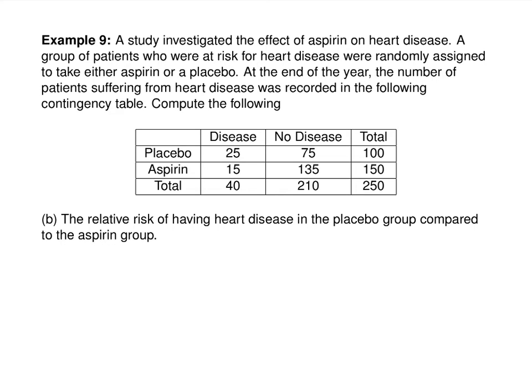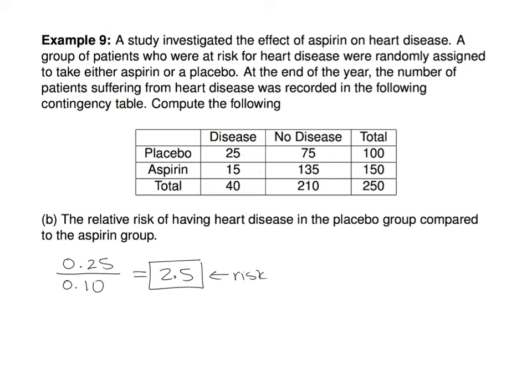The relative risk of having heart disease in the placebo compared to the aspirin. So this is given by taking the risk for the first, so that's the placebo, divided by the risk for the aspirin, which comes out to be 2.5. So what this is saying is the risk of heart disease is 2.5 times greater in the placebo group. Which sounds pretty profound, actually.